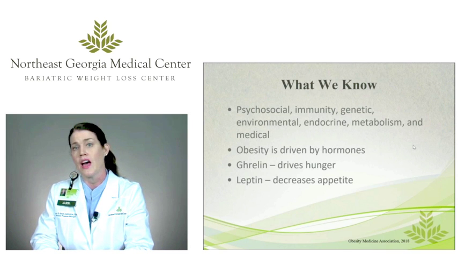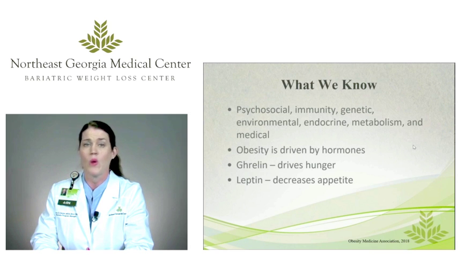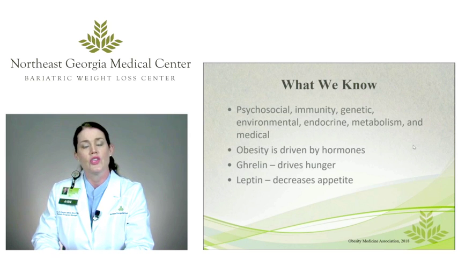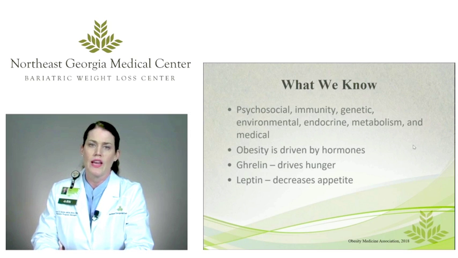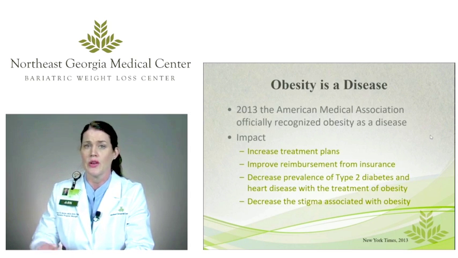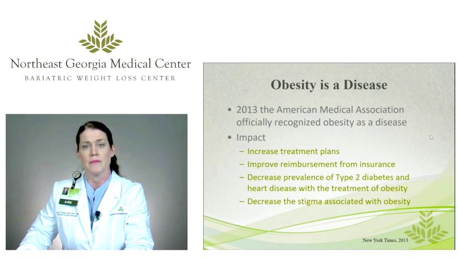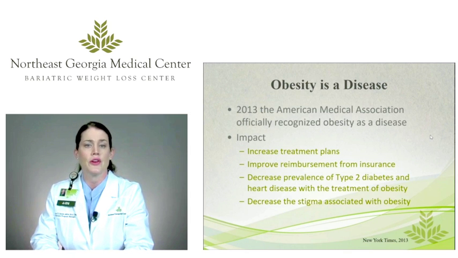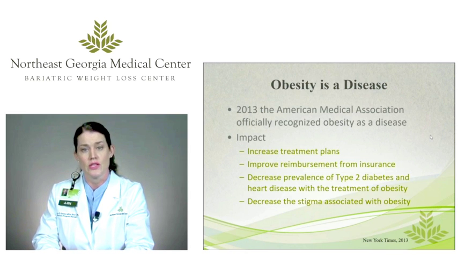Obesity is driven by hunger hormones. So our body secretes a chemical called ghrelin. That's your hunger hormone, and it's secreted from your stomach. It makes you feel hungry. And what we know is that patients who suffer from obesity have an overproduction of this chemical, ghrelin. There's another one that's called leptin. When leptin is secreted, our body feels a decrease in appetite, and there's also an imbalance with that hormone in obesity. In 2013, the American Medical Association officially recognized obesity as a disease.